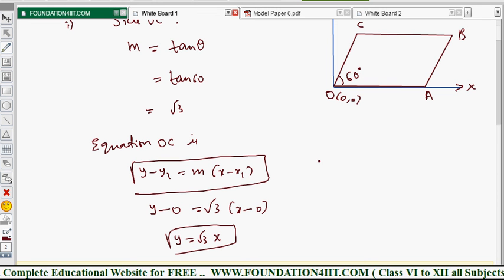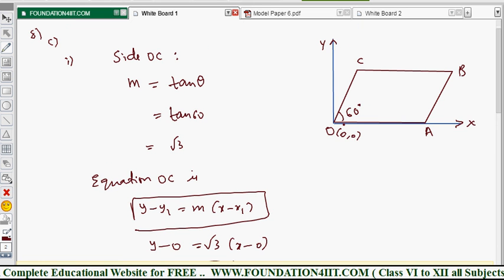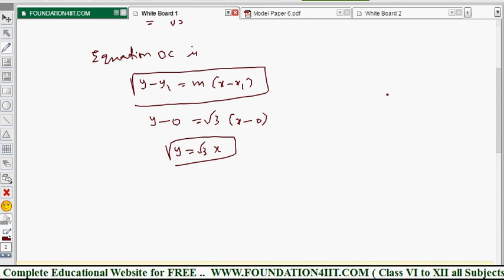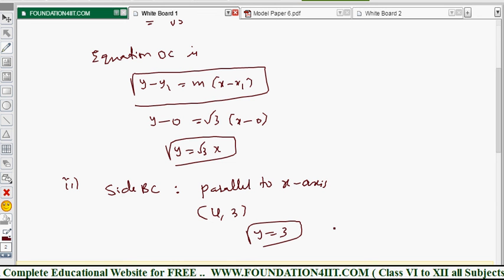And side CB is parallel to the x axis, right? And it passes through B, which is 4, 3. Side BC we need to find out. It's simple. This is exactly parallel to the x axis, and it passes through 4, 3. Then y is equal to 3. For a line parallel to the x axis, y is equal to k. So y is equal to 3 is the equation of side BC.